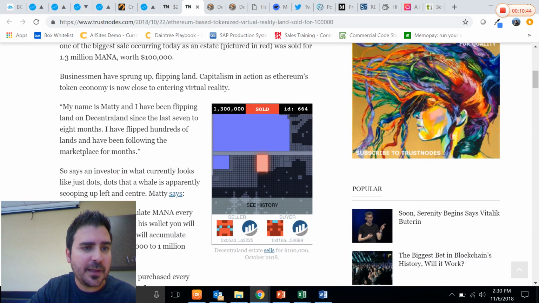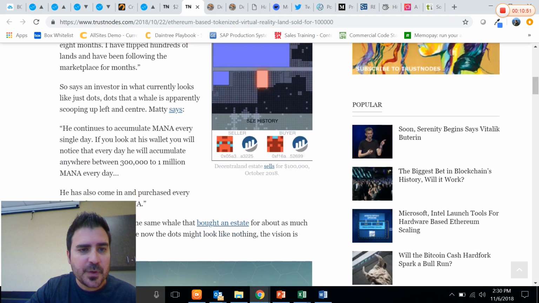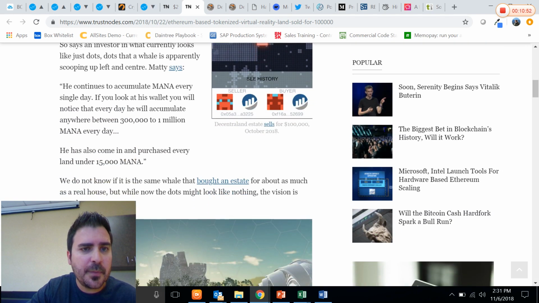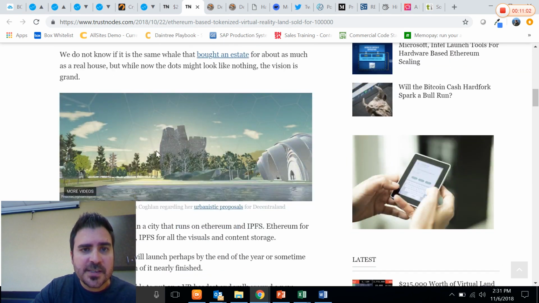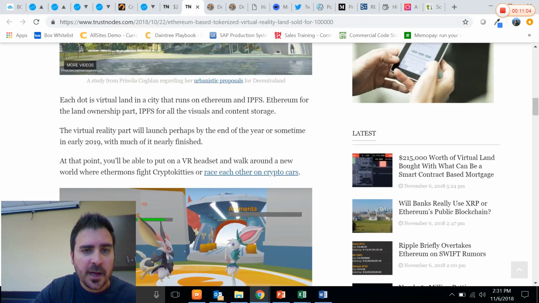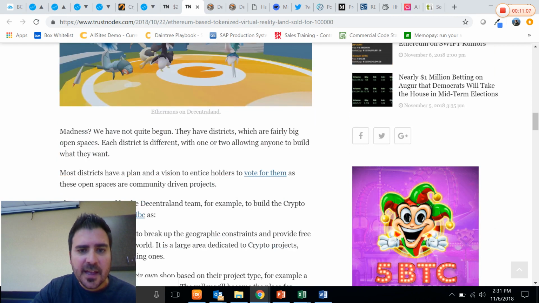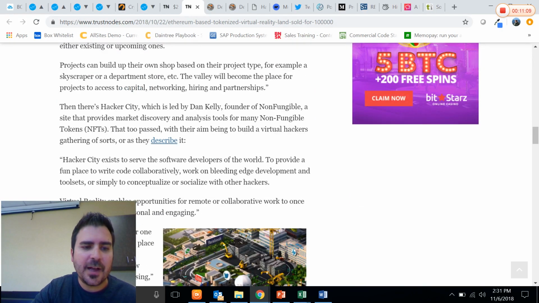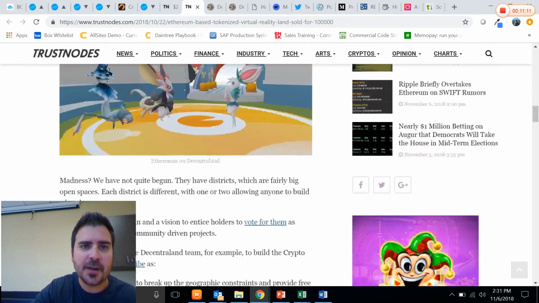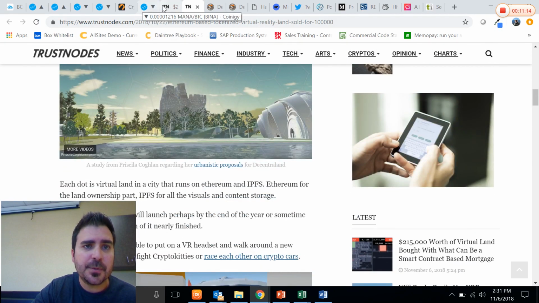"My name is Maddie. I have been flipping land on Decentraland for the last 7 to 8 months. I have flipped hundreds of lands and have been following the marketplace for months." So there's somebody doing it. He continues to accumulate Mana every single day. If you look at his wallet, you will notice that every day he accumulates anywhere from 300,000 to 1 million Mana. So this is one example of a guy buying virtual real estate and then flipping it. And this is going to happen more and more with digital assets as the blockchain matures. This is going to keep happening over and over and over.